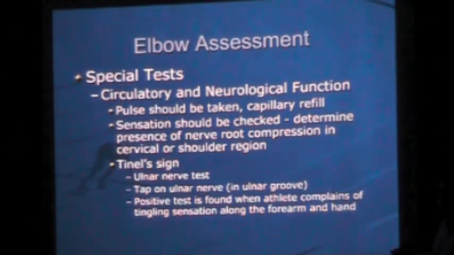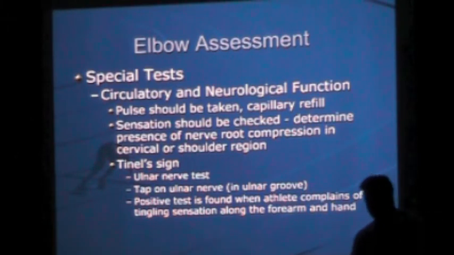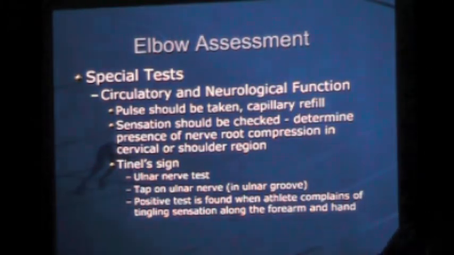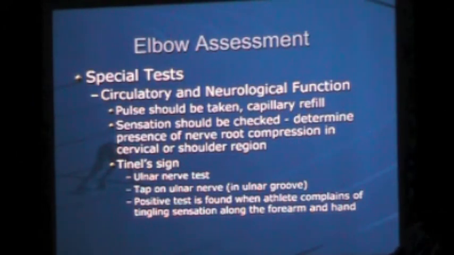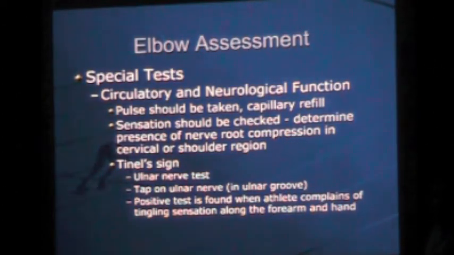Looking at the assessment, as far as the special tests on the elbow that you want to think about, circulatory and neurologic function. I can't tell you how many patients I see that come into the office that say they have elbow pain, but actually they're suffering from cubital tunnel, which is the ulnar nerve being impinged or trapped in the cubital tunnel, and actually giving them symptoms in their fingers, but they think it's elbow pain because it kind of starts in this area. It's not necessarily the elbow, it's their nerve. It's an issue there with the nerve.